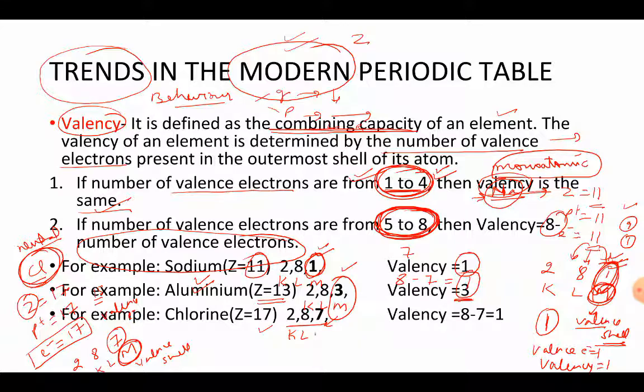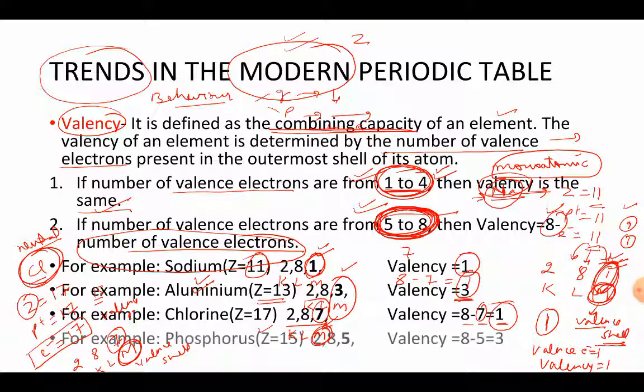It goes into K, L and M shells. M is the outermost shell, that is the valence shell. 7 is the number of valence electrons. But now it fits into the second rule, that the valence electrons are between 5 and 8, and over here it is 7. So we'll apply the formula 8 minus the number of valence electrons, that is 8 minus 7, and again the valency comes out to be 1 in this case.